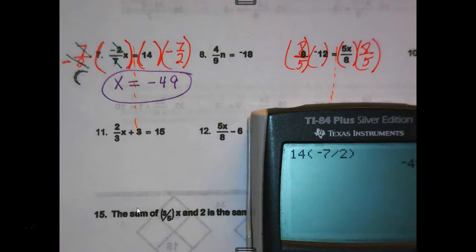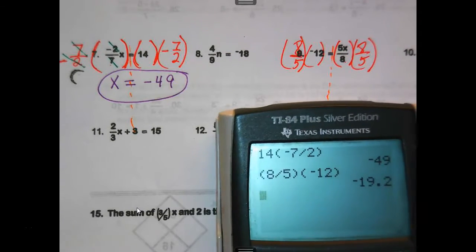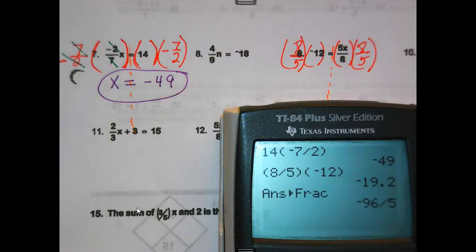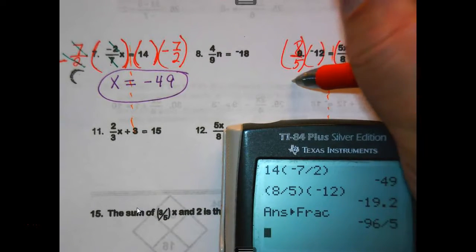Okay, multiply both sides by the coefficient 8/5. Okay, I'm gonna take 8/5 times -12. I get negative 19.2. Gonna hit math, enter, enter, and I get negative 96/5.